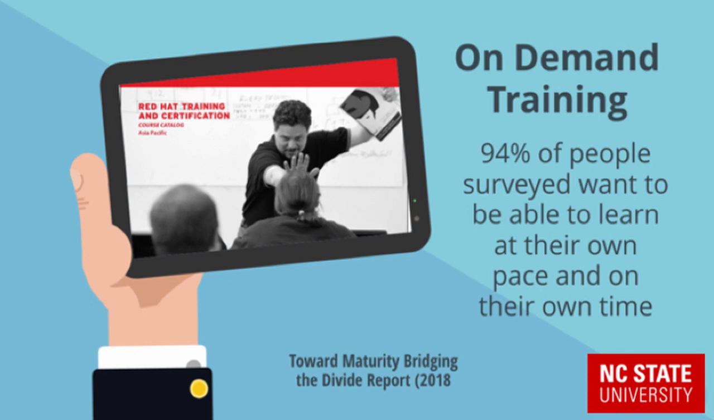John also highlights an emerging trend toward on-demand training that can be accessed anytime, anywhere. According to the Towards Maturity Bridging the Divide 2018 report, 94% of people surveyed want to be able to learn at their own pace and on their own time, and more than half consider e-learning essential to their jobs.